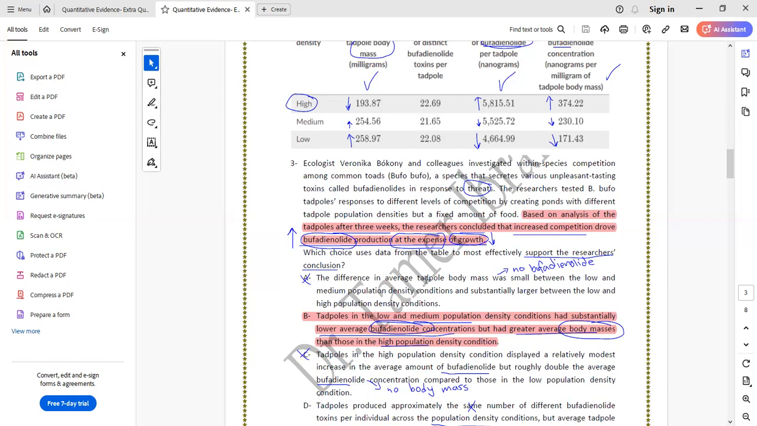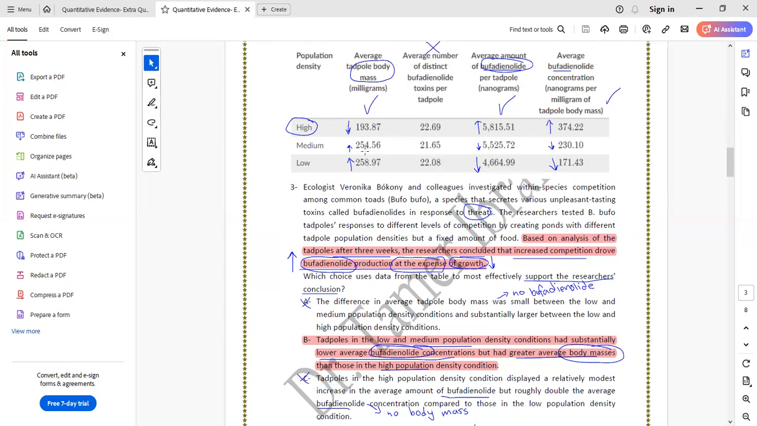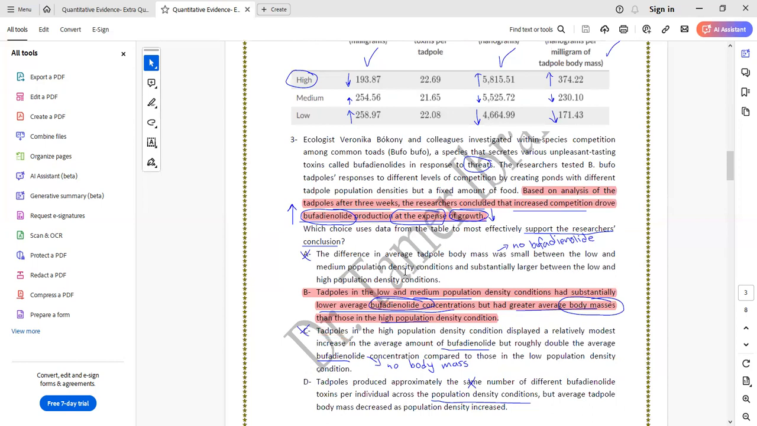So the difference in average tadpole body mass was small between the low and medium population. Yes, the body mass between the low and medium. Let's continue. This condition was substantially larger between the low and high. Between the low and high, larger. Right, density condition. Here you're talking about the mass, here you're talking about the growth. What about the povidonolide? It wasn't mentioned at all. So because of that, I cancel this.